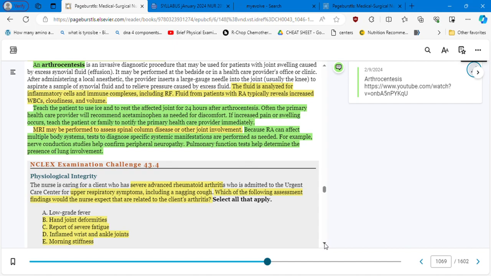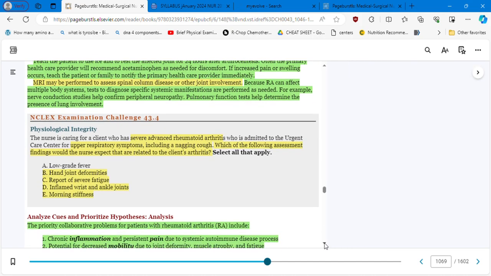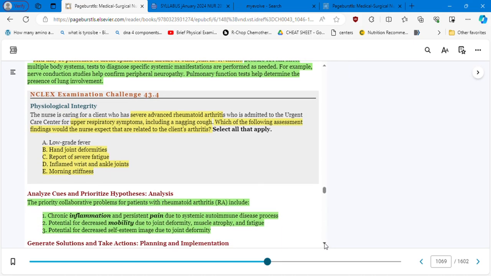MRI may be performed to assess spinal column disease or other joint involvement because RA can affect multiple body systems. Tests to diagnose a specific systemic manifestation are performed as needed. For example, nerve conduction studies help confirm peripheral neuropathy. Pulmonary function tests help determine the presence of lung involvement, and that's excellent to be performed by the doctor, so they are fully aware of the real state and stage of the RA patient.